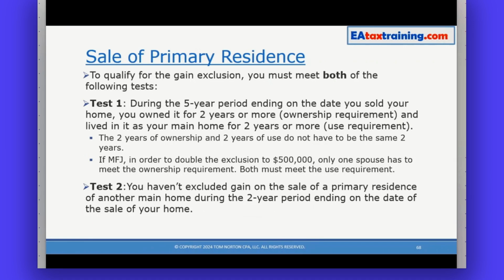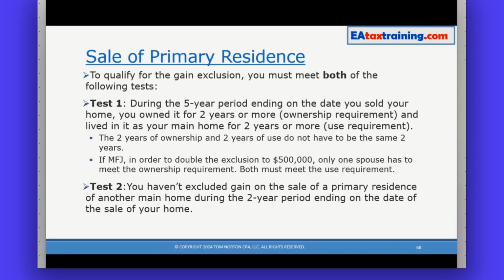So to qualify for that exclusion, you have to meet both of the following tests. And there's kind of three tests in here, but they call it two tests. So that's what we'll call it. Test number one: during the 5-year period ending on the date that you sold your home, you owned it for 2 or more years. That's the ownership requirement. And lived in it as your main home for 2 or more years. That is the use requirement. So you owned it for 2 years or more, and you lived in it for 2 years or more.